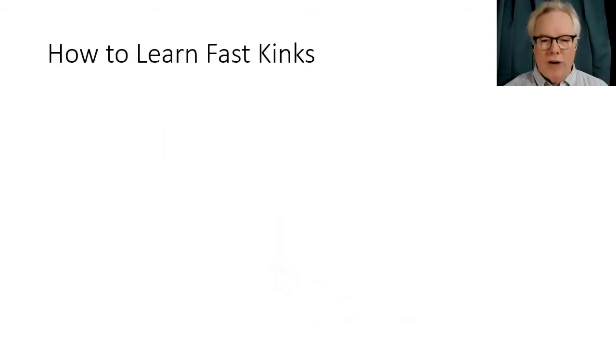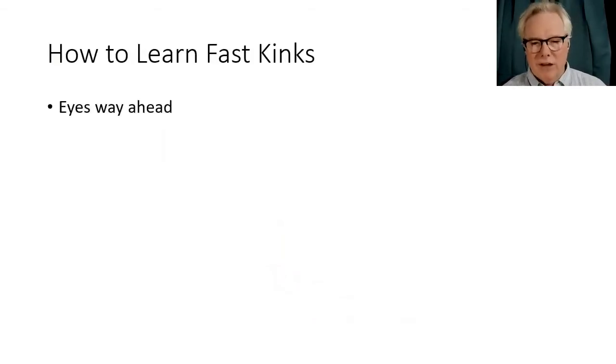So how do we learn fast kinks? Key thing is eyes way ahead. The scale of these corners is gigantic, so you want to get your eyes way ahead. If you want to slow your hands down through these kind of corners, you need to be looking far ahead so you don't get a surprise. Oh, there's the apex. Let me turn. Same with braking and any other speed adjustments that you make.